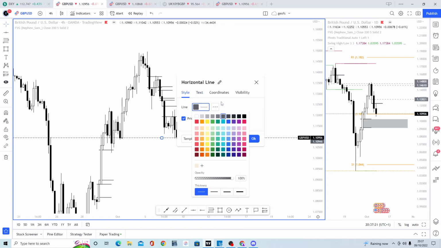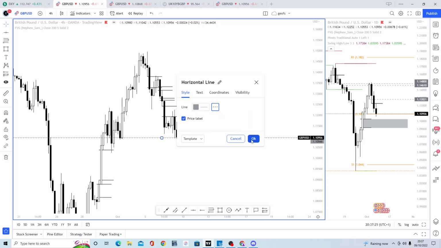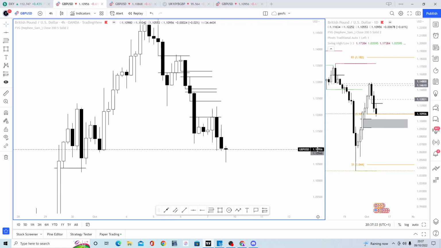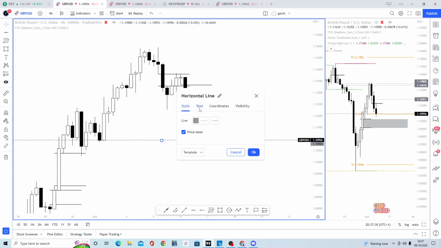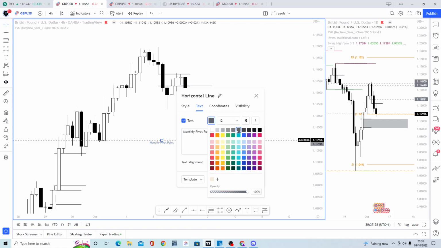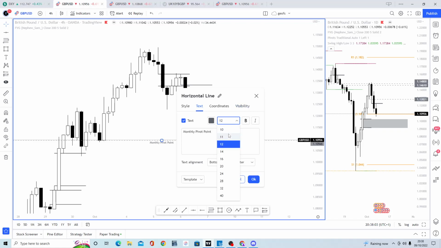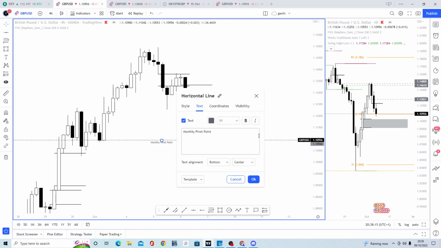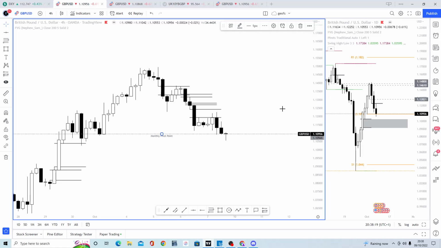Horizontal line. This looks kind of weird to me. Oh, I think it's because the price is on there. Okay, never mind. Now you can make templates on TradingView. Is everyone aware of templates? I don't use them personally, but for the sake of demonstration, I think we should just use them. And save as monthly pivot. Save. Done. And got monthly.